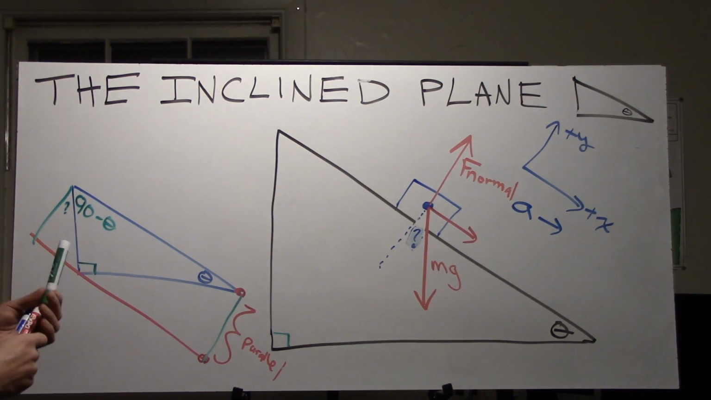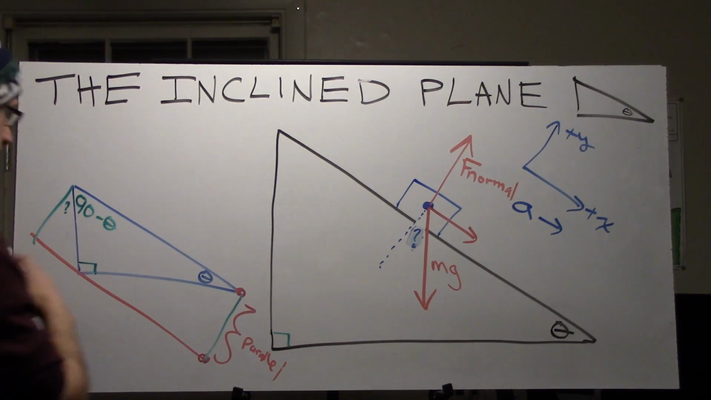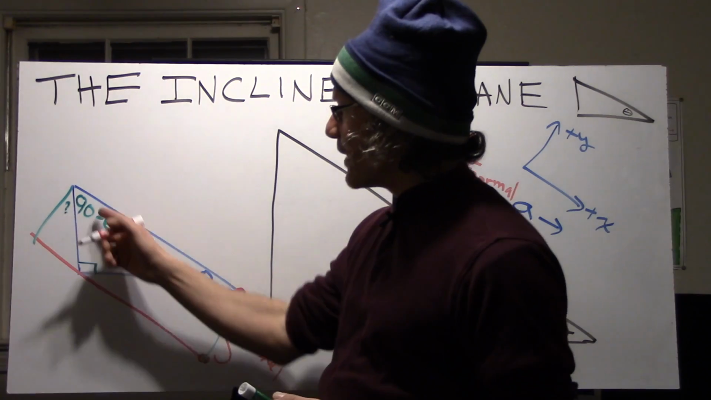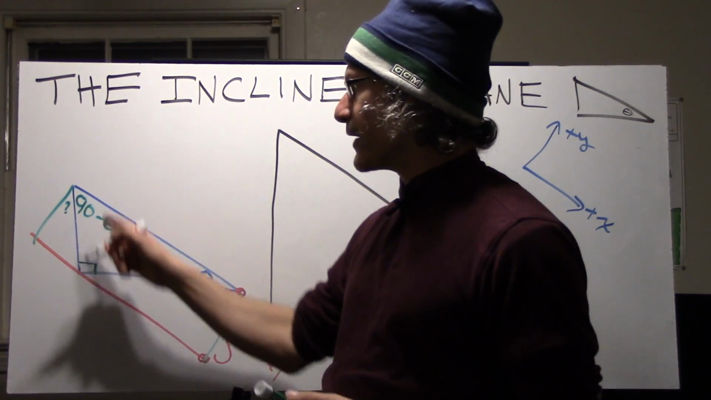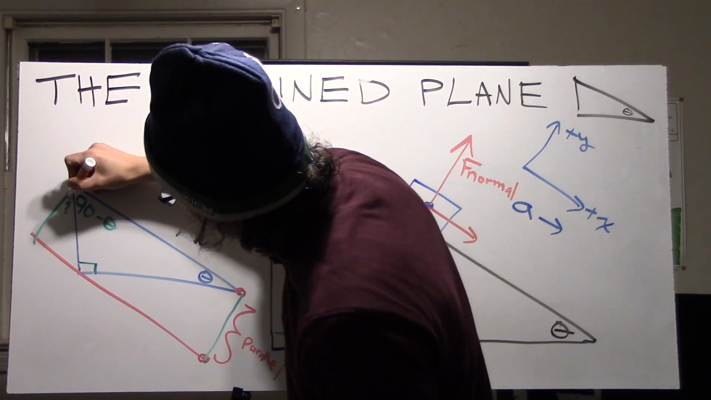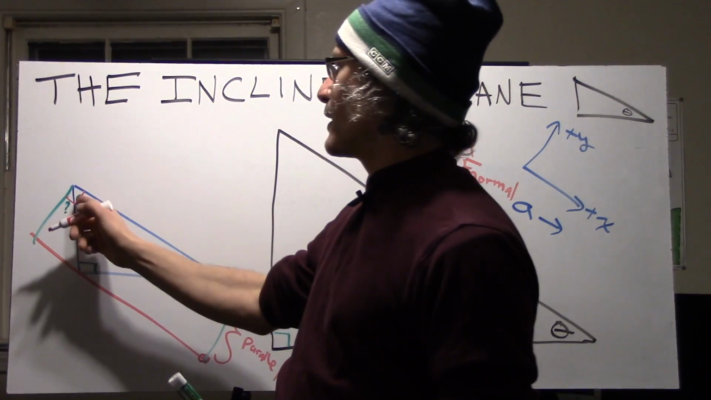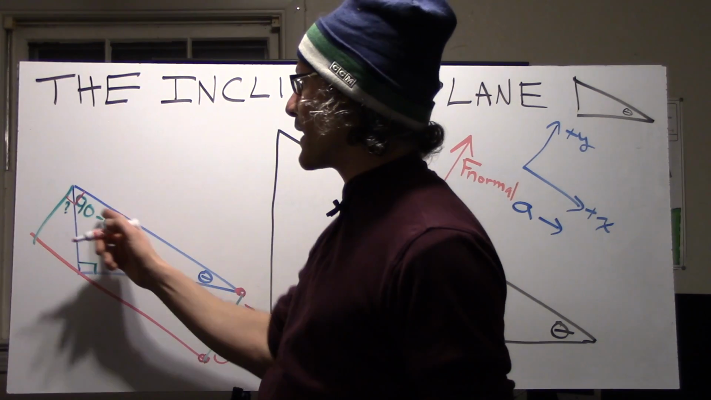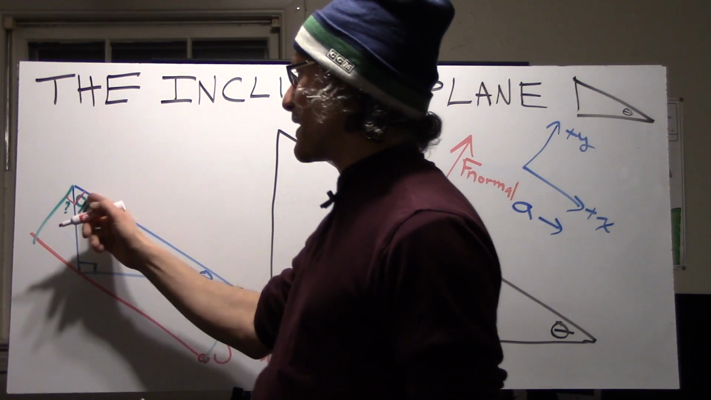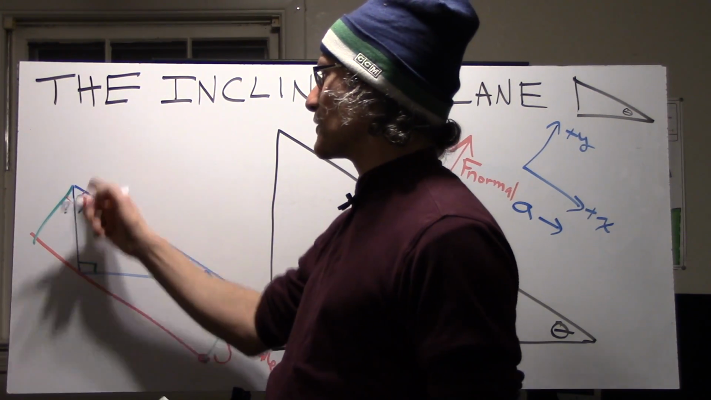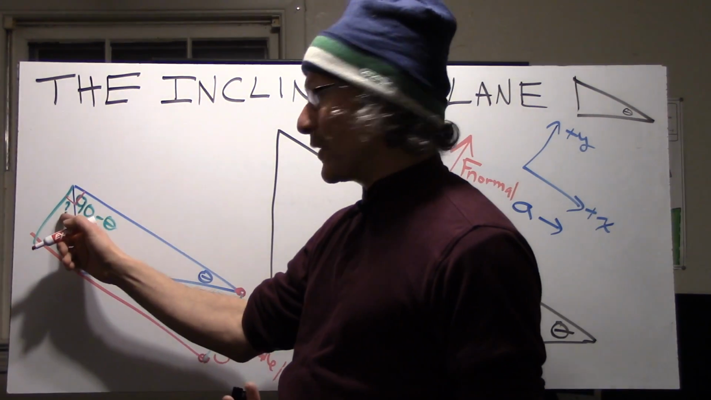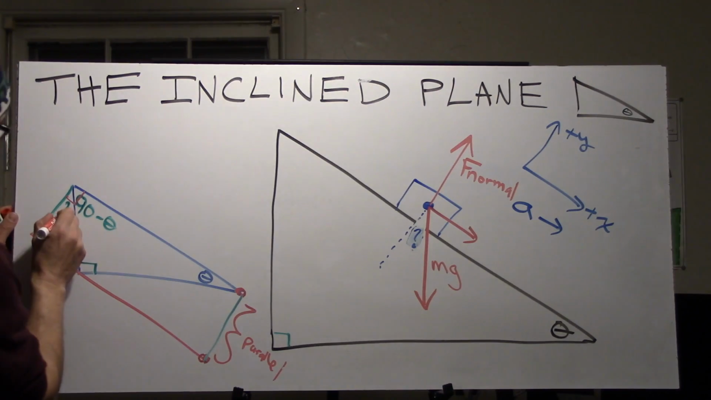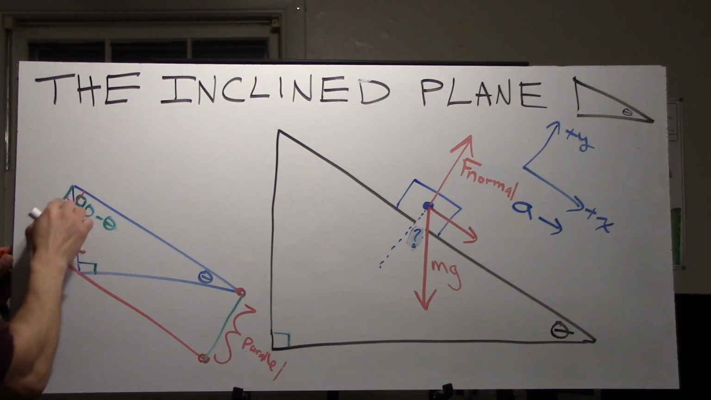Interesting thing though, if I'm interested in this angle, the one with the question mark, then I notice that these are complementary angles next to each other, because that is a right angle over here. This is 90 degrees. So I have 90 minus theta. In order for that to equal 90 degrees, the question mark has to be, guess what, theta. So this angle here is actually theta.